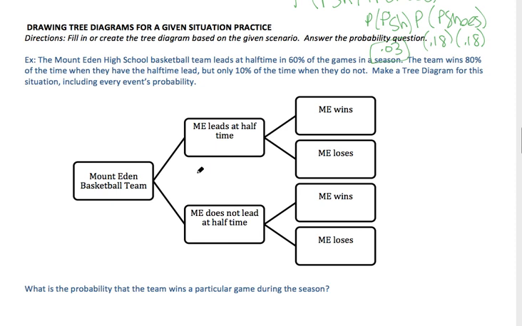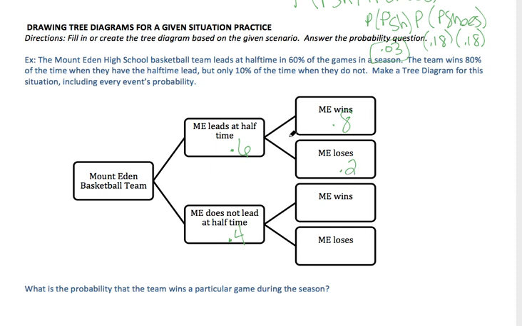The team leads at halftime in 60% of the games in a season, so this is 0.6. Does not lead at halftime has to be the complement of that. Then we know that the team wins 80% of the time when they have the halftime lead. So when they're leading, they win 80% of the time. That means they lose 20% of the time.